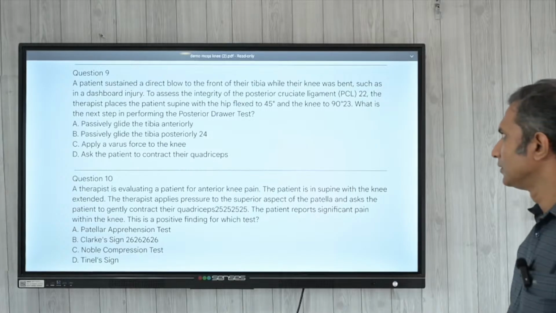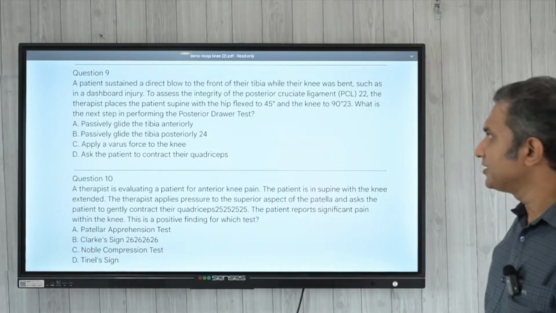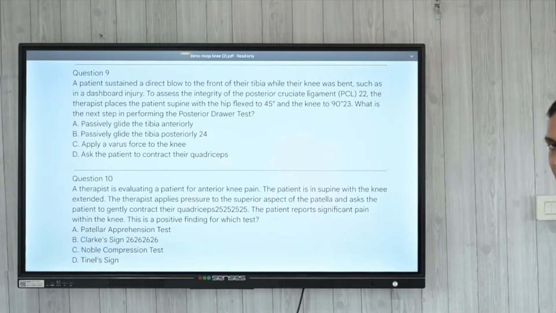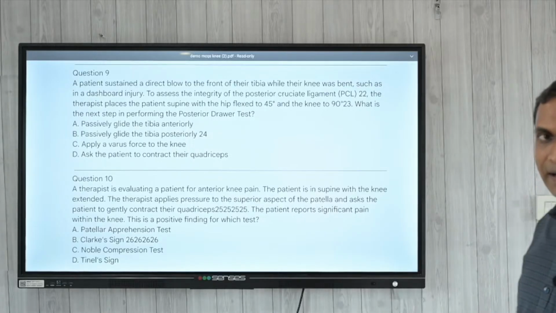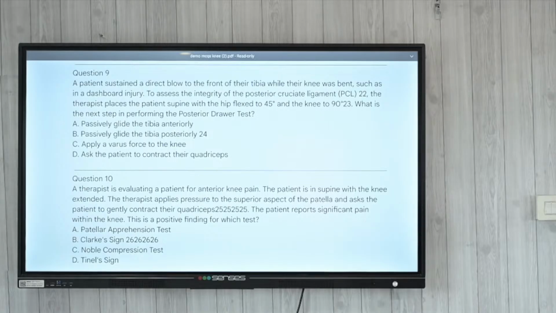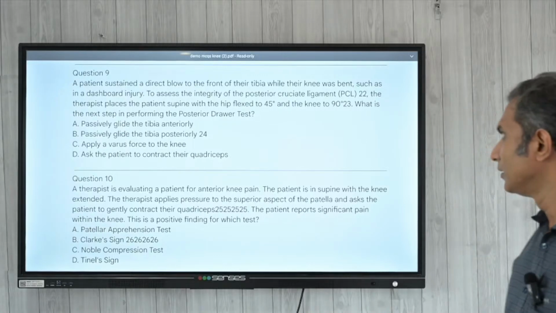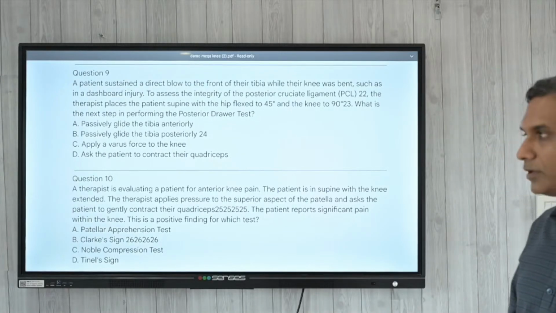Question 9. A patient sustained a direct blow to the front of their tibia while their knee was bent, such as a dashboard injury. To assess the integrity of the posterior cruciate ligament, the therapist places the patient in supine, hip flexed to 45 degree and knee flexed to 90 degree. What is the next step in performing the posterior drawer test?